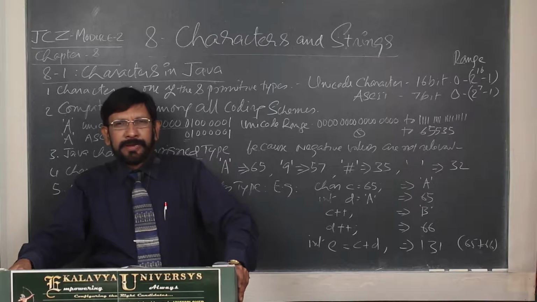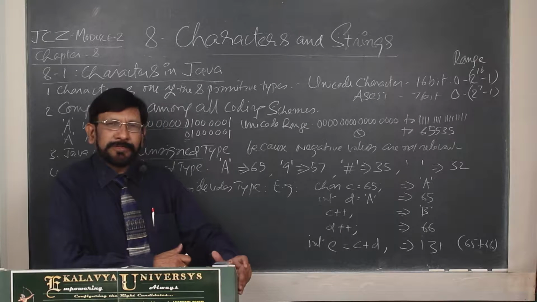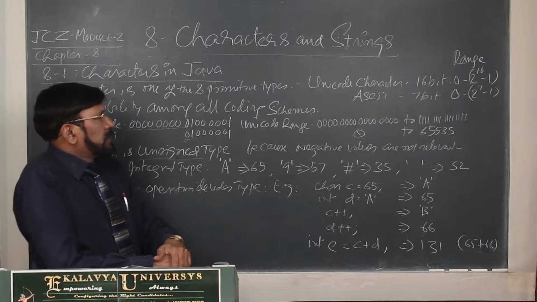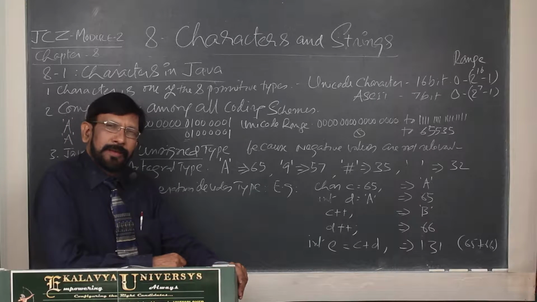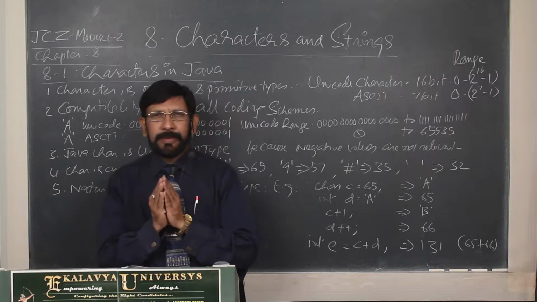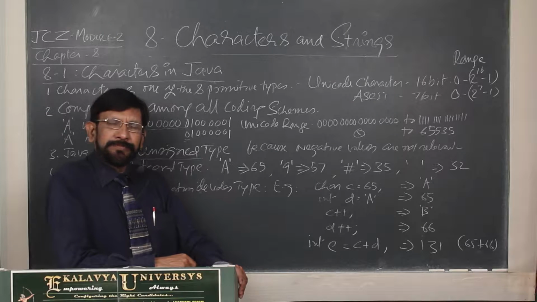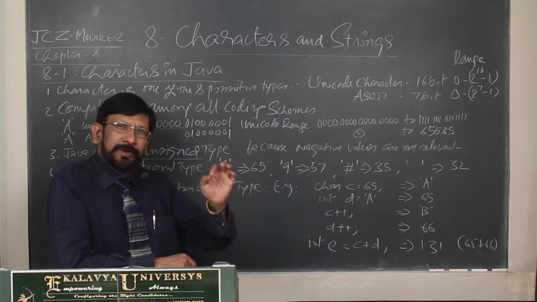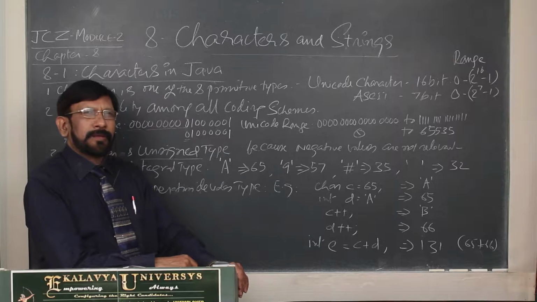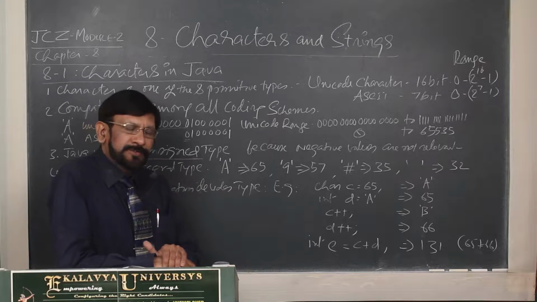Today we are taking up the 8th chapter in JCZ, Java Chapter Zone, Module 2. This is characters and strings. As you know, characters and strings are an integral part of Java programming. That's why we must have perfect, thorough knowledge of characters and strings. So in this chapter, we mainly focus on characters and strings.